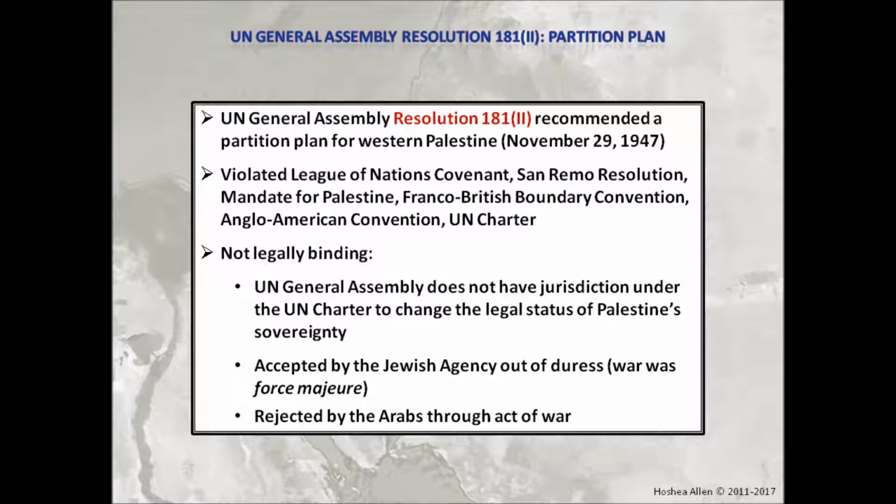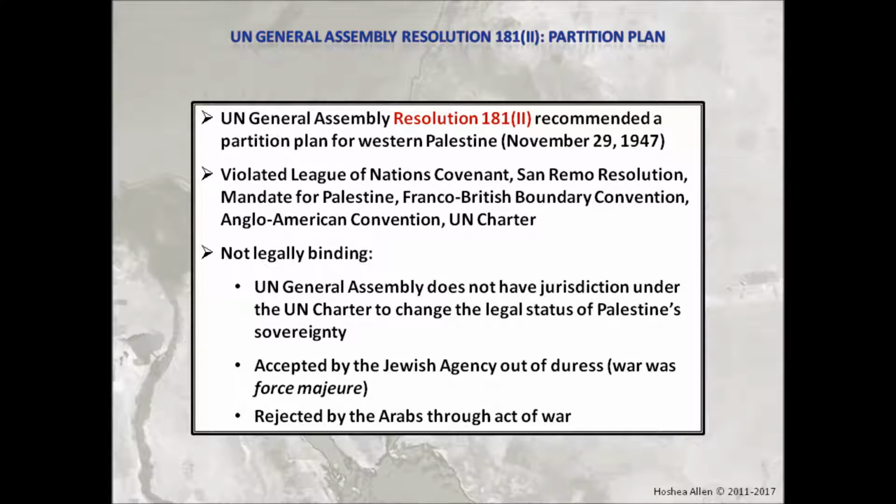And even if Resolution 181 did not violate all of these treaties of international law, it still wouldn't be legally binding. Why not? Because the UN does not have the authority to create or diminish national sovereignty. It's as simple as that.